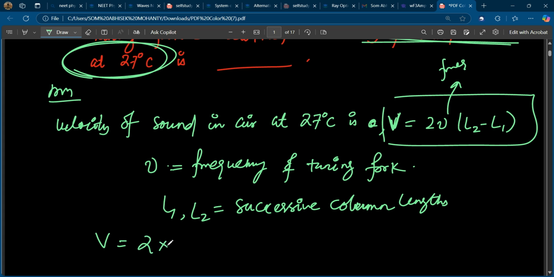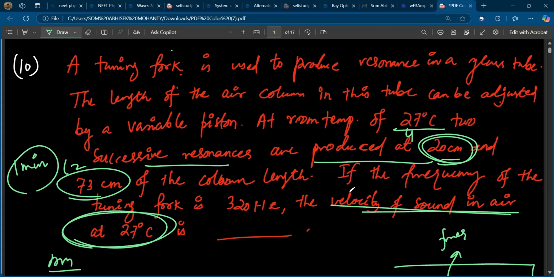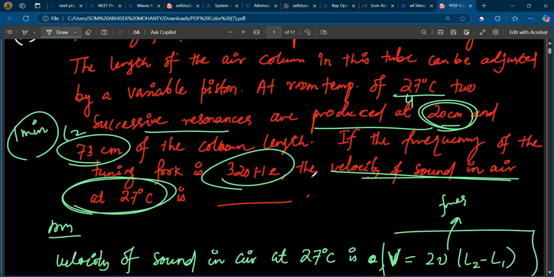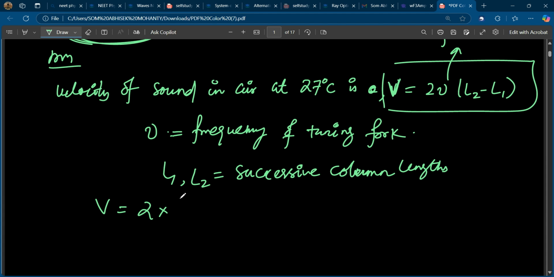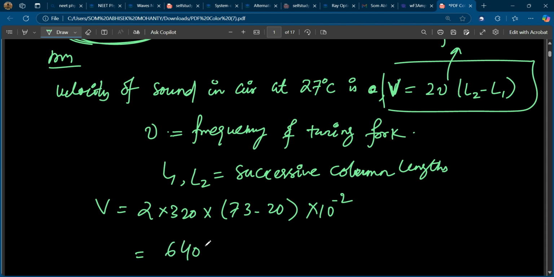So the velocity is equal to 2ν. The frequency given is 320 for the tuning fork, so 2 into 320 into (73 minus 20). This is in centimeters, so we have to convert to meter, 10 to the minus 2. So this will be 640 into 53 into 10 to the minus 2, which becomes 339.2 meter per second. That will be the answer.